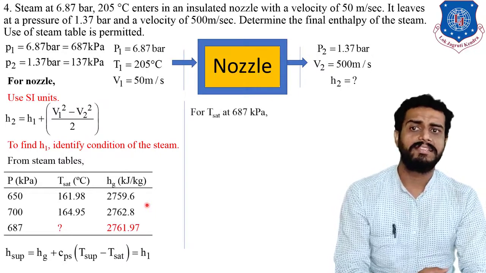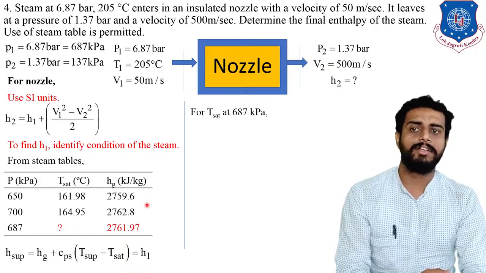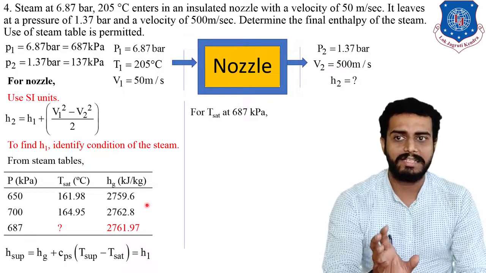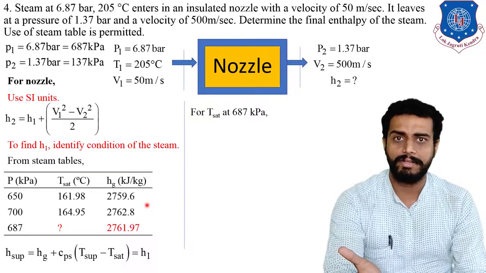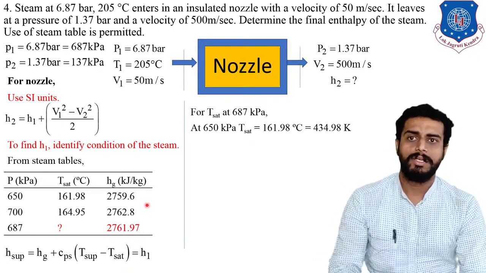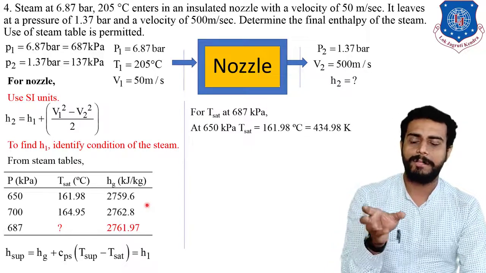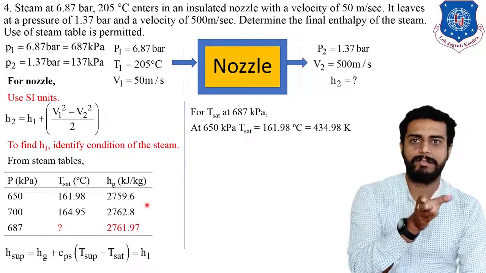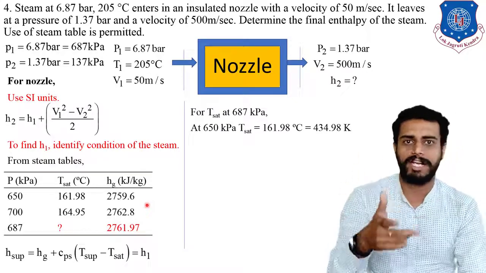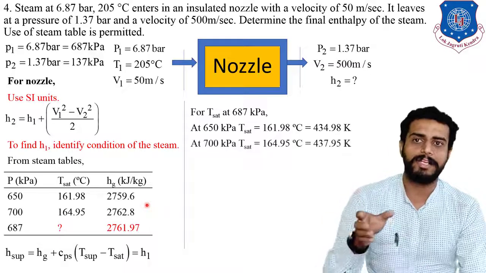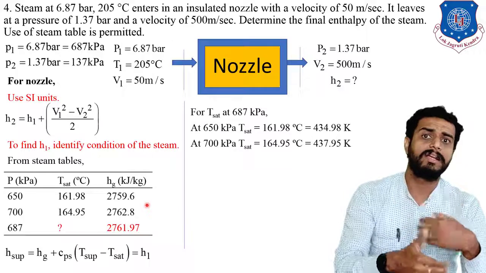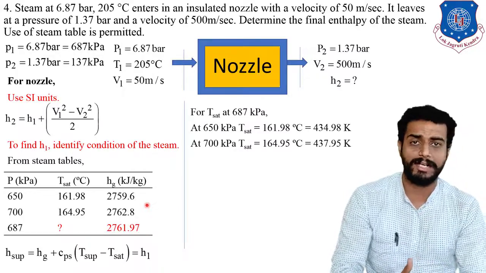Now T saturated. In order to find out T saturated, we know that at 687 kilopascal, T saturated is not given, so we have to again do the interpolation for the same. At 650 kilopascal pressure, T saturation is given as 161.98 degrees Celsius. Converted into Kelvin, I already told you always use Kelvin in thermodynamics for temperature. And for 700 kilopascal, the temperature will be 164.95 degrees Celsius. Corresponding to that, the Kelvin temperature is 437.95 Kelvin.